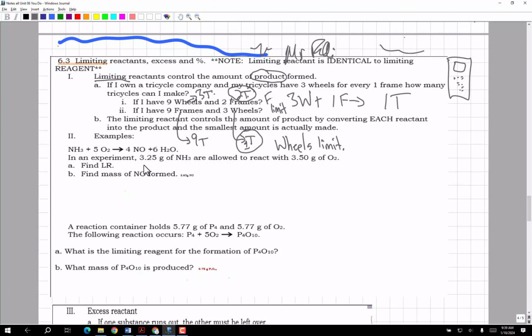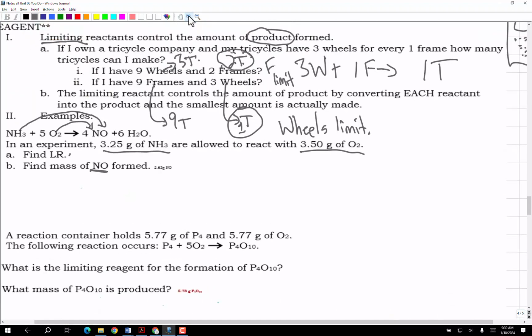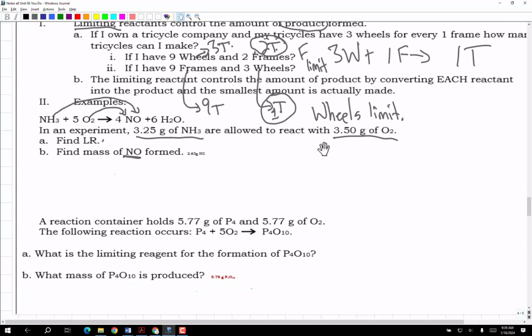So what I'm going to do is, in an experiment, I have 3.25 grams of NH3, and I have 3.50 grams of O2. Notice last time we just gave you 1 to convert. What we have to do is find the limiting reactant and find the mass of NO formed. The second one usually tells us what we want to convert it into. So I'm going to convert NH3 into NO, and I'm going to convert O2 into NO. And when I do that, I'm then going to pick the smaller amount, okay?